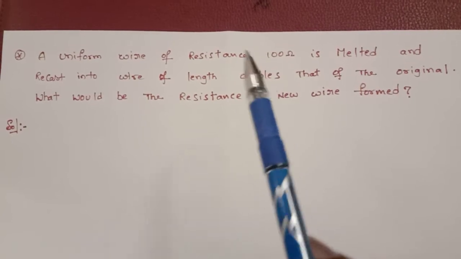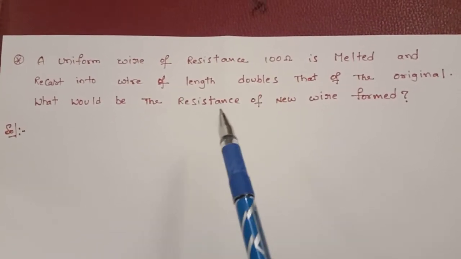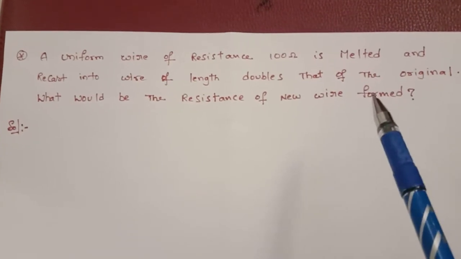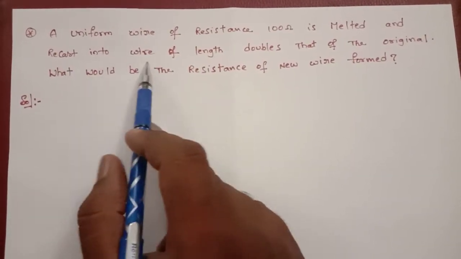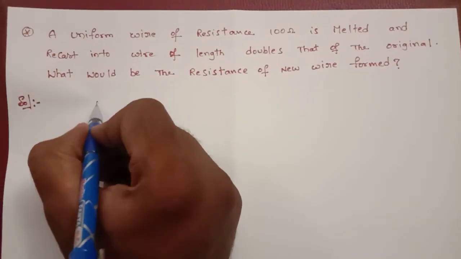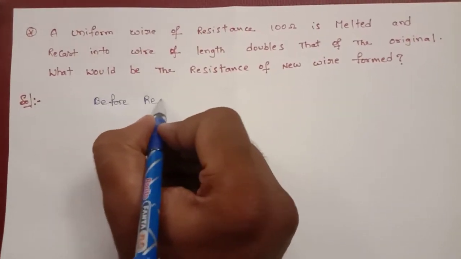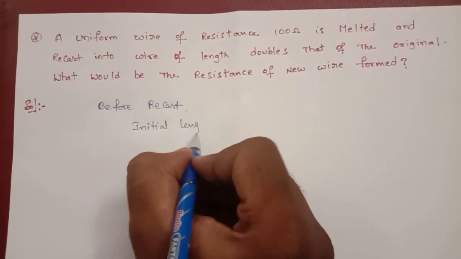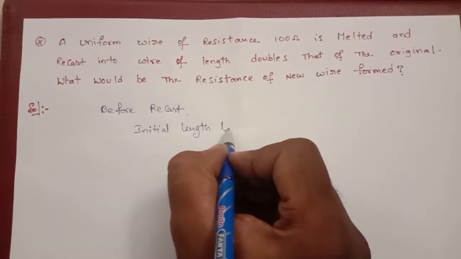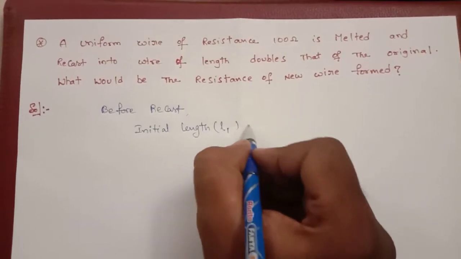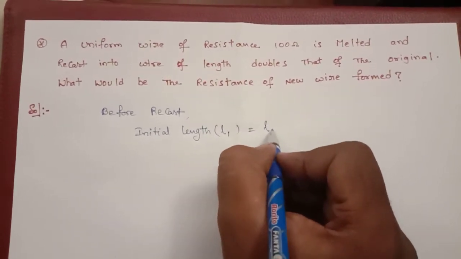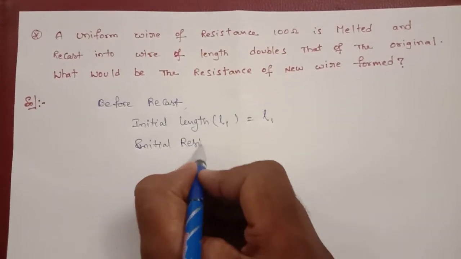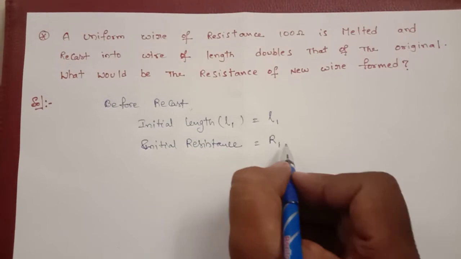Initially the wire has some length and resistance, and when the length is changed, what will be the new resistance? By reading the problem we need to write the following values. The change is recasting. Before recasting, the initial length of the wire is L1, and that wire has some resistance. That initial resistance, capital R1, is equal to 100 ohms.